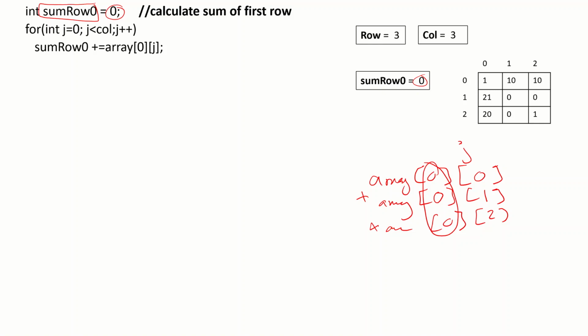And in this case, we don't need a loop for i, because I'm not moving with rows. I only need a loop for the column. So here we have j from 0 while j is less than column, j plus plus. And all we have to say is summation at row 0 plus equals array at location 0, location j. So we will have it as follows.